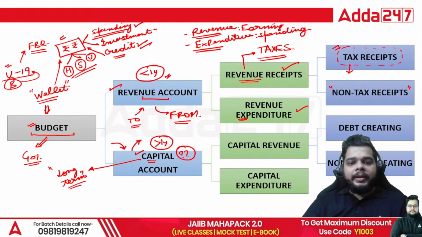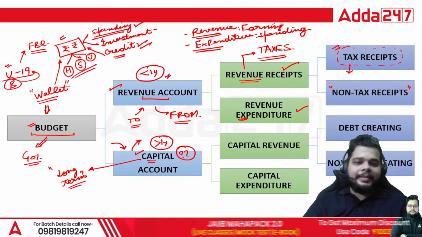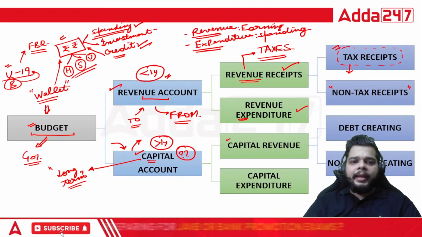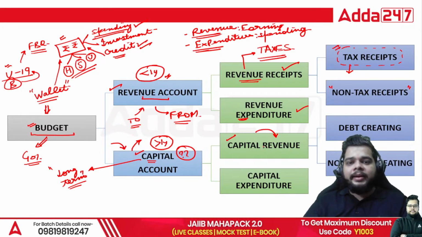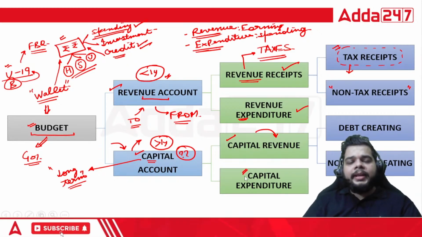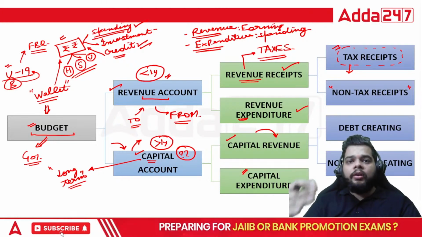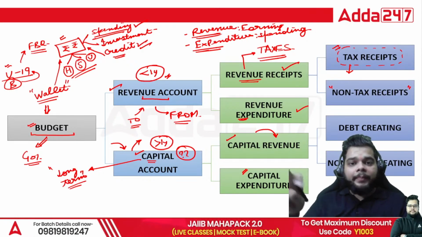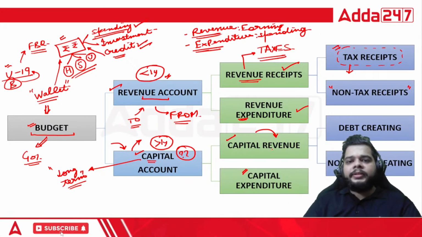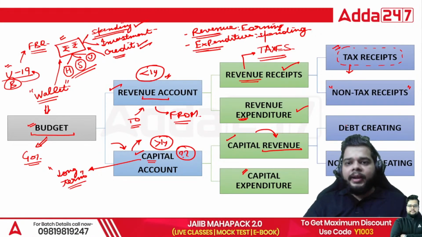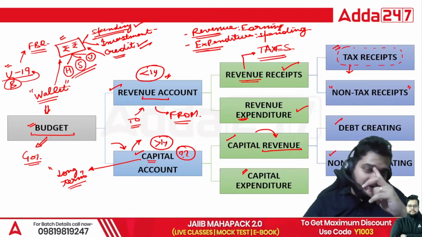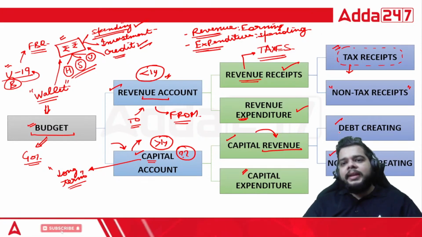Then we have the capital account for the long-term transactions. They will be capital receipts for the money which the government is earning in the long term. Capital expenditure, the money which the government is spending, or the long term spending of the government, will happen from the capital expenditure part of the capital account. Now this capital receipt, like the revenue receipt, also has two major components: one is debt creating, another one is non debt creating. What is this debt creating?